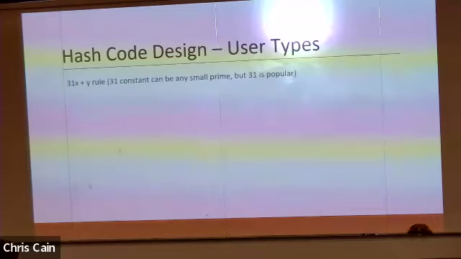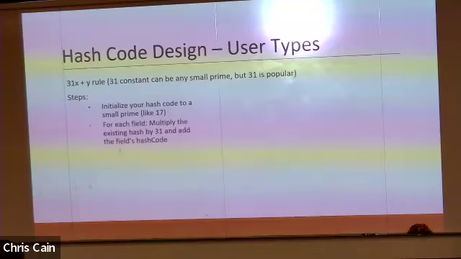Then the last one is user types. Basically, we are going to go through every field and interpret that field as the associated type that it is. So we will start with some small prime, and then for every field, you multiply the existing hash by 31, another prime that you choose. 17 is your initial value, but then 31 becomes what you multiply by when you add each field to the existing hash. So we compute the final hash code for that.